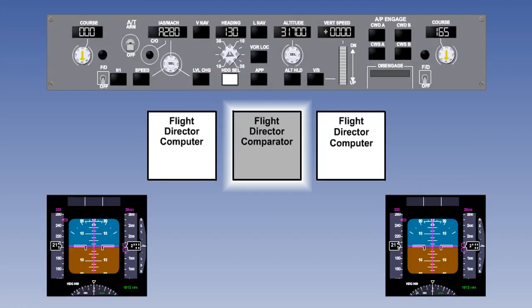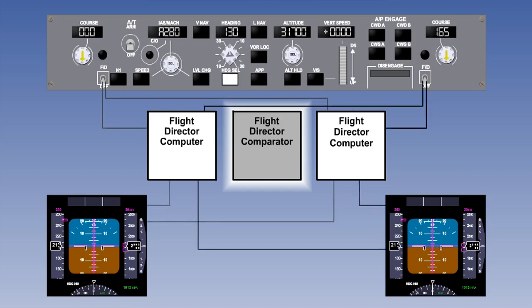Most modern aeroplanes are fitted with at least a dual flight director system. This allows for redundancy. The systems are also compared by a flight director comparator. The flight director comparator compares the output from both flight directors, and if a difference is found, the flight director bars will be removed, and the crew will then have to rely on raw data.